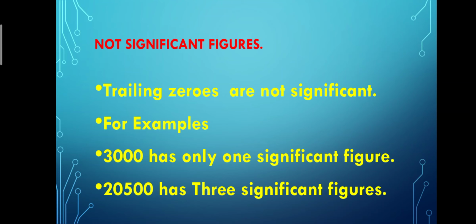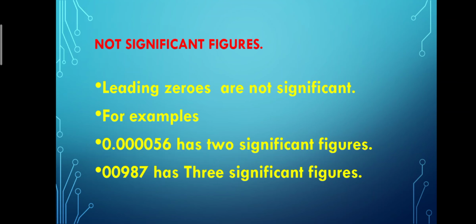So 20500 has 3 significant figures because 2 and 5 are non-zero digits and the 0 placed between 2 and 5 is significant because it is a trapped zero. And the last two zeros are not significant because trailing zeros in a whole number with no decimal are not significant.